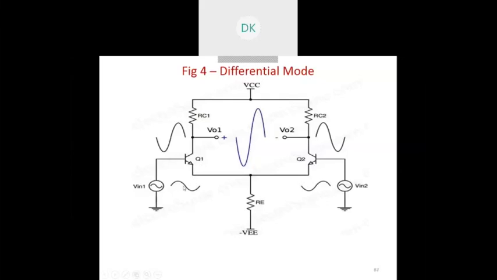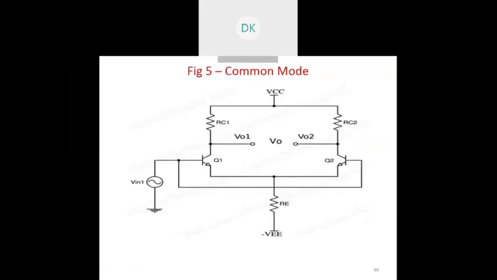Differential mode, input signal given on either side but of opposite polarity. Output is taken at the collector of either BJT. It is called differential mode configuration. Common mode configuration, both the input terminals are shorted, common signal is given, same amplitude, same frequency and same phase will be given. Output is taken here.